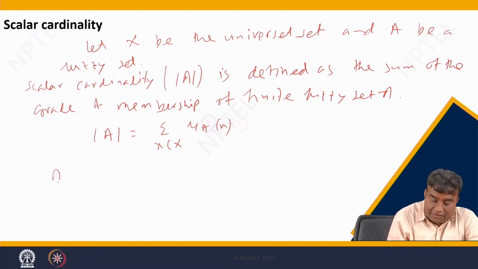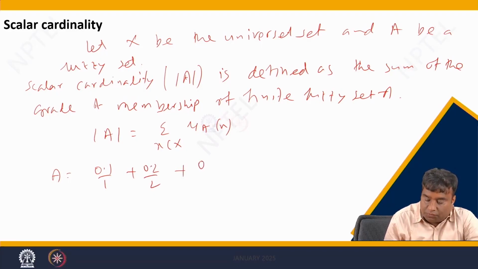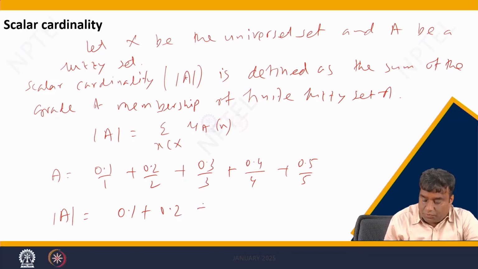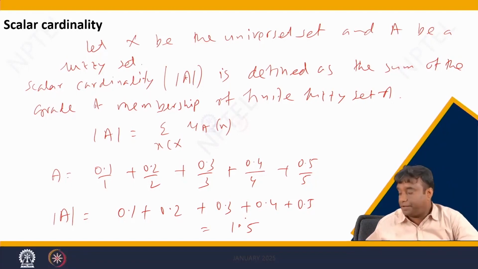Let's write a fuzzy set A. You can write 0.1 by 1, 0.2 by 2, 0.3 by 3, 0.4 by 4, 0.5 by 5. So here the cardinality of A is the sum of all memberships: 0.1, 0.2, 0.3, 0.4, 0.5. So that is basically 1.5. Okay.